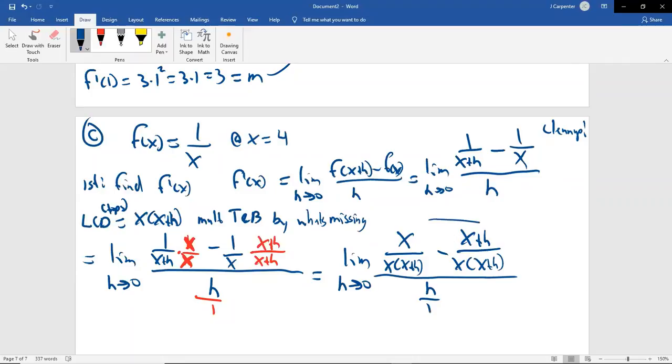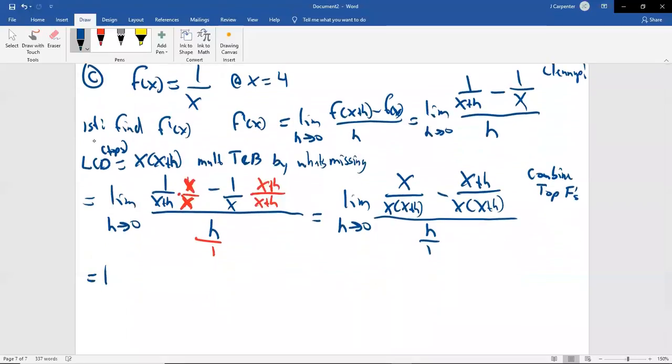Now in the top portion of the fraction, these now have a common denominator, so we can combine them. So this is equal to the limit as h goes to 0. Now that's a minus and multiple terms, so you got to have parentheses. X minus parentheses x plus h all over its common denominator of x times x plus h. See, that's the same, so we only need to write the denominator once now that I'm combining the fractions. Then all over the h over 1.